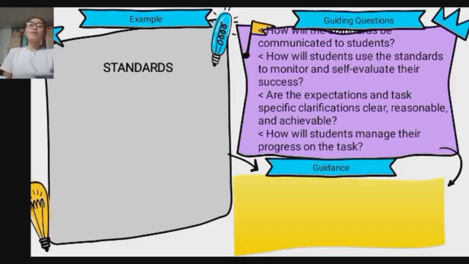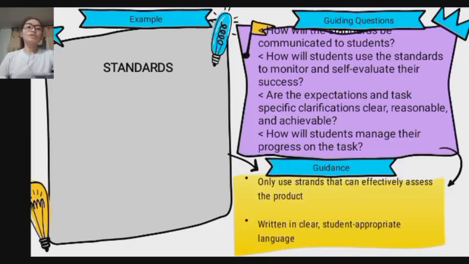Alright, so next is how will students use the standards to monitor and self-evaluate their success? And are the expectations and task-specific clarifications clear, reasonable, and achievable? The standards also have to be reasonable, achievable, and clear in order to have a very transparent outcome, which is the product. And lastly, how will students manage their progress on the task? So we have here the following guidance.